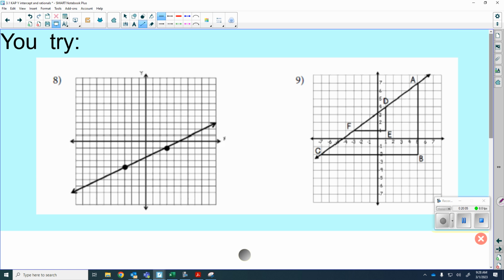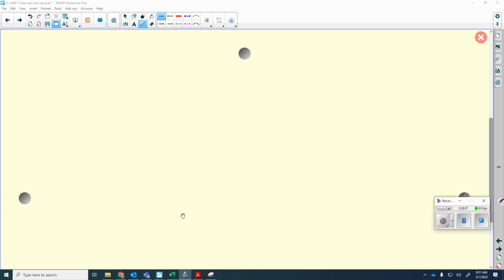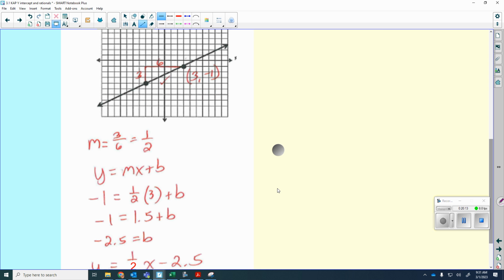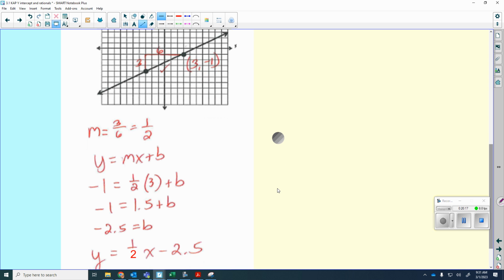How about you guys try the 2 on the bottom? Pause the video. Okay, I'm going to show the key for the first one only. Did you guys get that the y-intercept was negative 2.5? Okay. So then your equation would be y equals 1/2 x minus 2.5. Or did anybody put 5 over 2? That's fine as well.